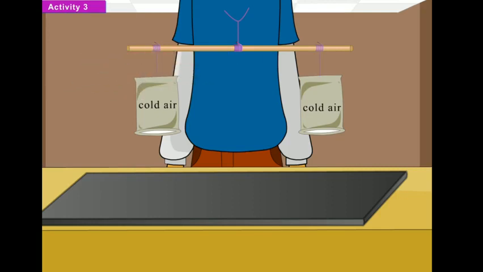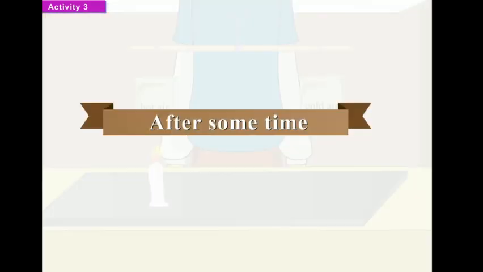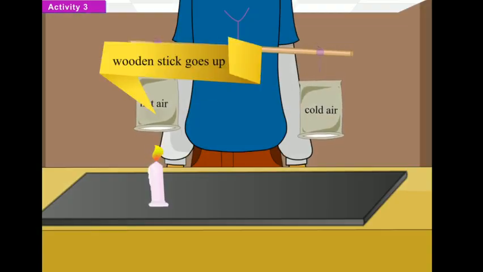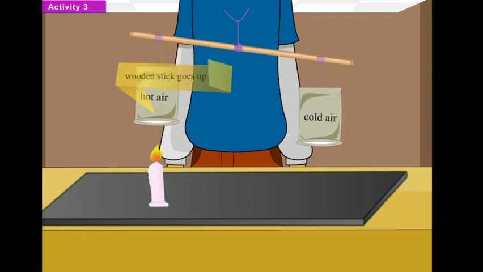Tie a piece of thread in the middle of the stick. The other end of this thread is tied to a hook fixed in a rigid surface. Initially, the wooden stick is perfectly horizontal, showing that the two paper bags contain an equal mass of the same air, cold air. We put a burning candle below the open mouth of the left side paper bag. We see that after some time, the left side of the wooden stick goes up, showing that it has become lighter than the right side.